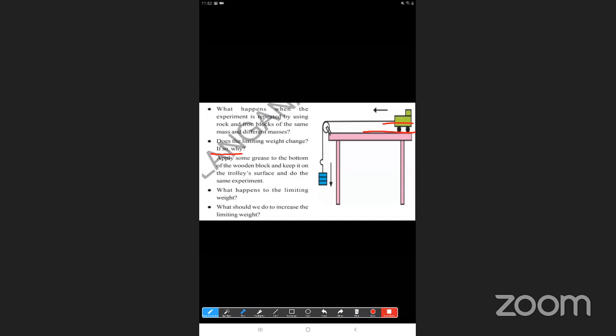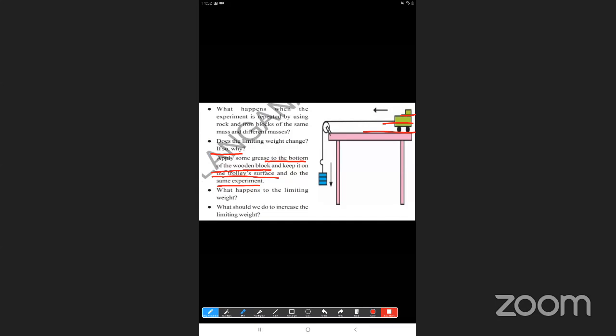Okay, now here given one point: apply some grease to the bottom of the wooden block and keep it on the trolley surface and do the same experiment. So what will happen now? Here at the bottom of this wooden block when we are applying some grease and when we are doing the same experiment, what will happen? So what happens to the limiting weight? What should we do to increase the limiting weight?